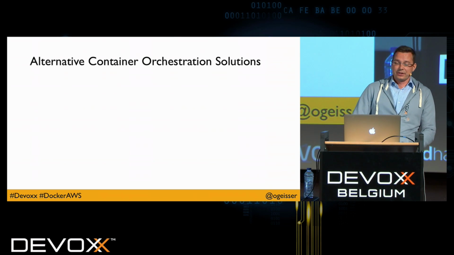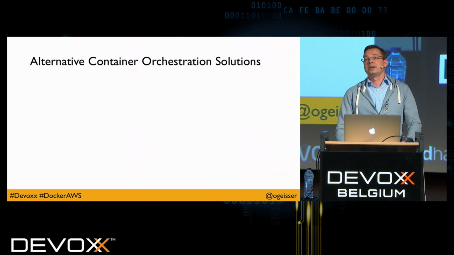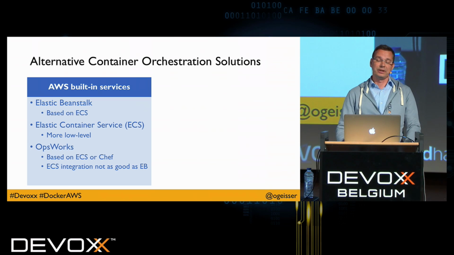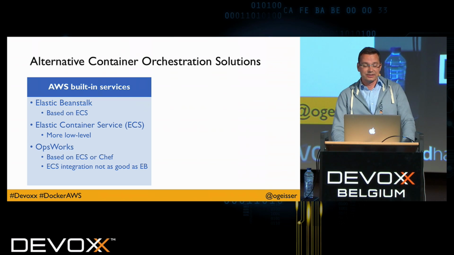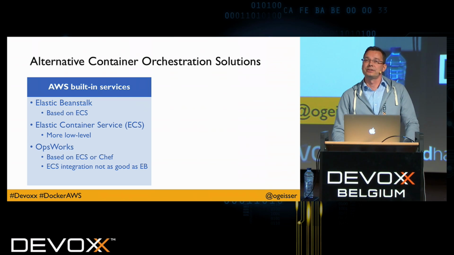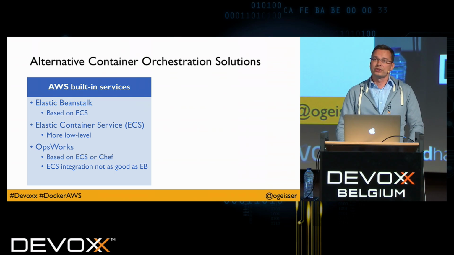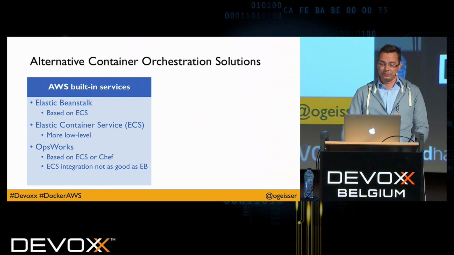And if you then look at the landscape, there are two choices. On one hand, you have the AWS built-in services. Like I've explained before, there's Beanstalk. Beanstalk in itself is based on ECS if you use it with Docker. And ECS is a more low-level container management, but it's missing a lot of features because you find these features inside of Elastic Beanstalk. Then there's also a solution called OpsWorks, and OpsWorks is also integrated with ECS or with Chef. But the integration is not as good or as deep as the Beanstalk integration.